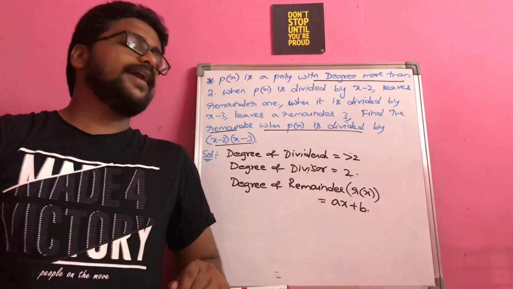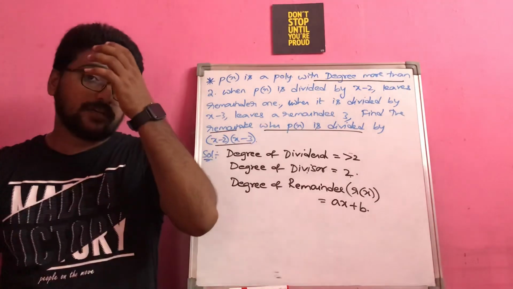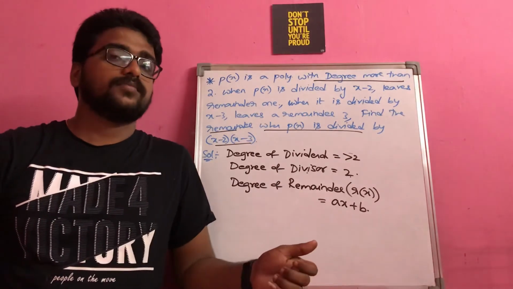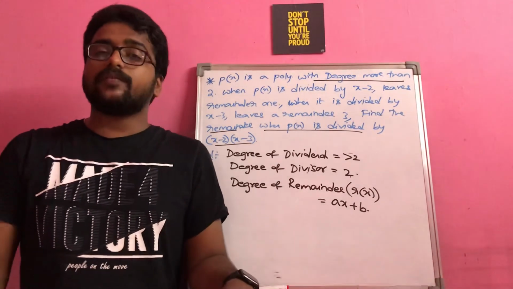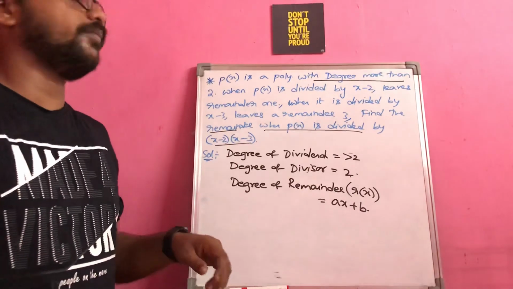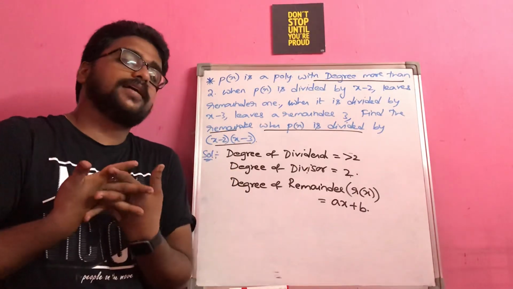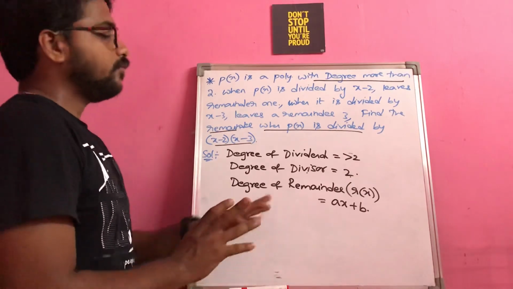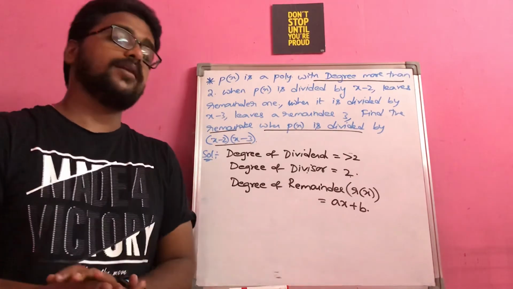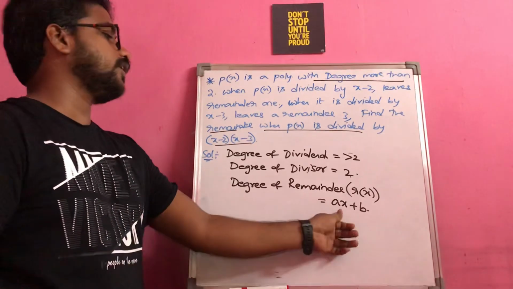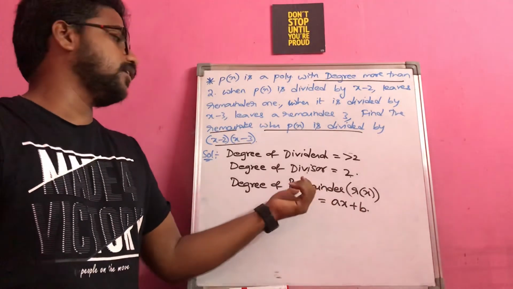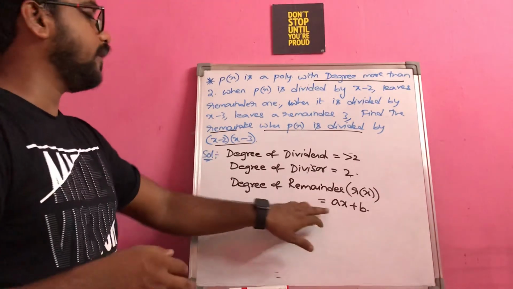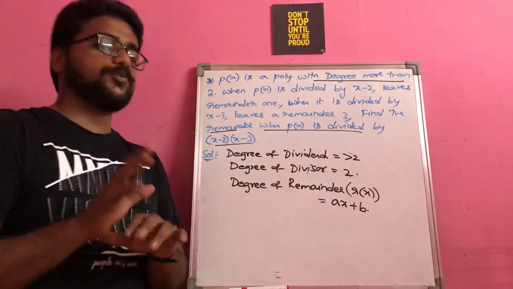Okay, you may get a doubt here: why can't we take the degree of the remainder as 0? Because when you don't know what the dividend polynomial is, we cannot assume the remainder will always be a constant. So for the safer side, we are taking it as a linear polynomial. Maybe there is a case where a is 0, which means the degree of the remainder will automatically become 0. For that sake only, we are assuming this as ax plus b.